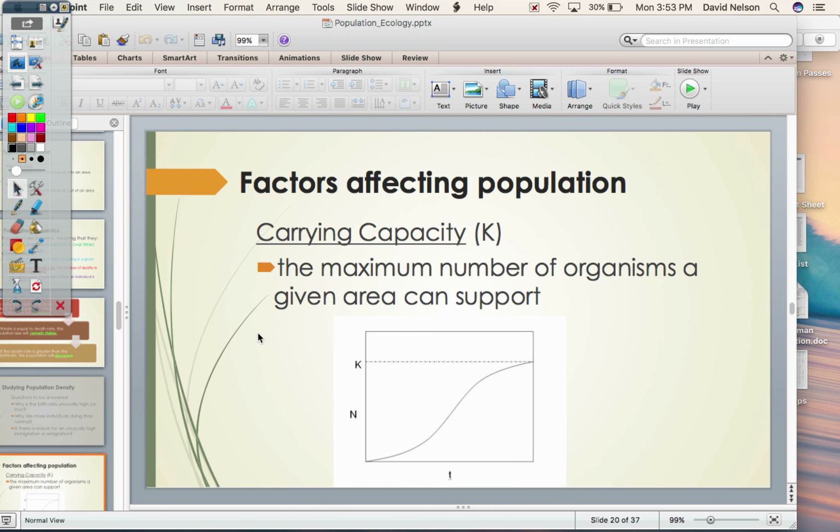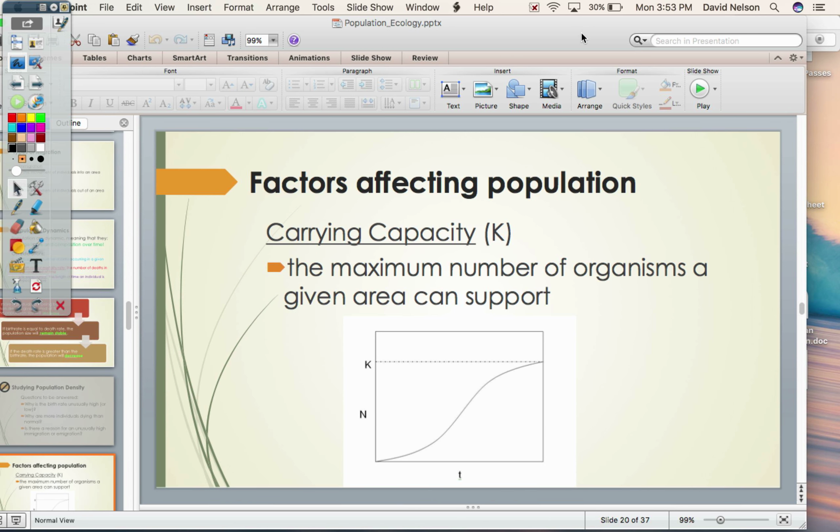So we have some other factors affecting the population, the biggest one being the carrying capacity. The carrying capacity is the maximum number of organisms a given area can support. So if we look at this graph here, we have this line, this is K. This is our carrying capacity. This will be the number of organisms a given environment is able to support. And this graphed line is our population size. And generally, as we approach the carrying capacity, our population growth rate will start to slow down.